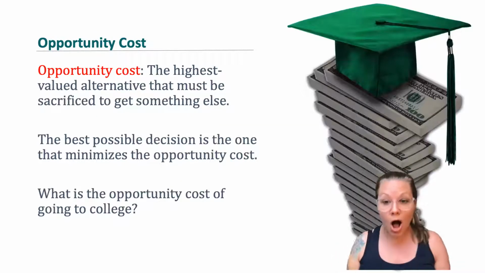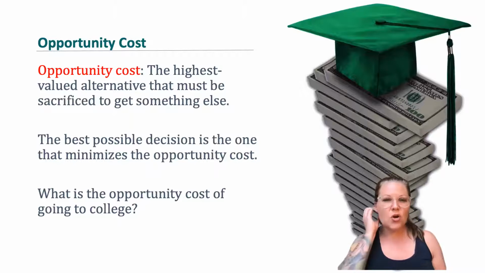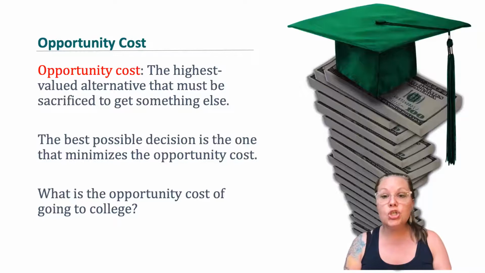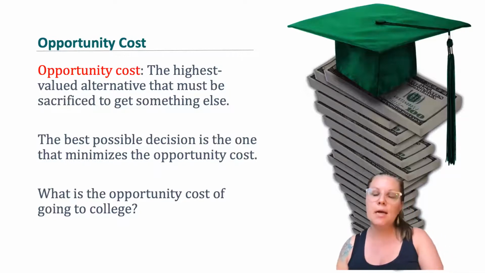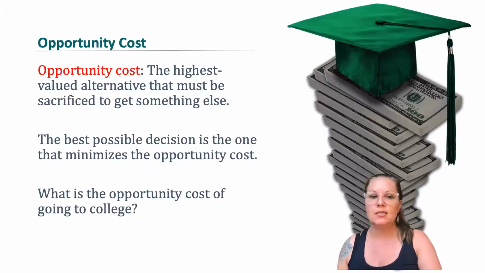Since we're talking about the cost of making trade-offs, we can name this concept. This concept is called opportunity cost. It's essentially the value of the thing that you had to give up, or it's the highest value alternative that had to be sacrificed. So it's basically used in our decision making as a way to make the best possible decision by choosing the option that minimizes what you have to give up, minimizes the opportunity cost.